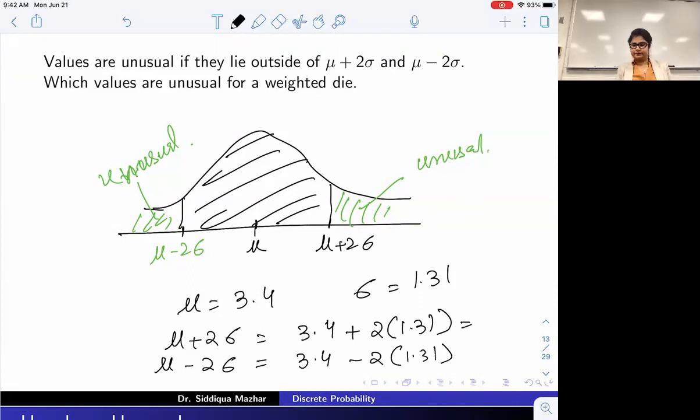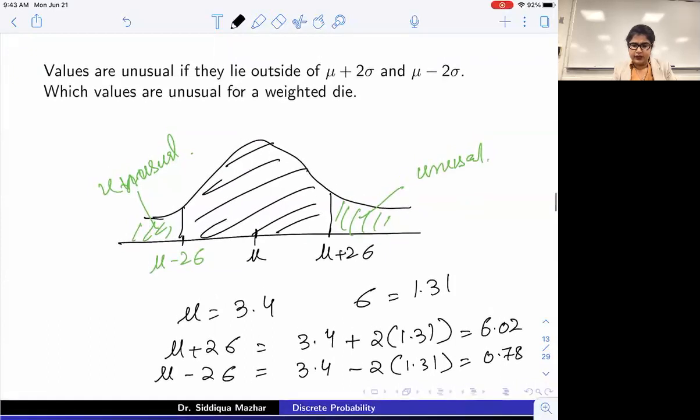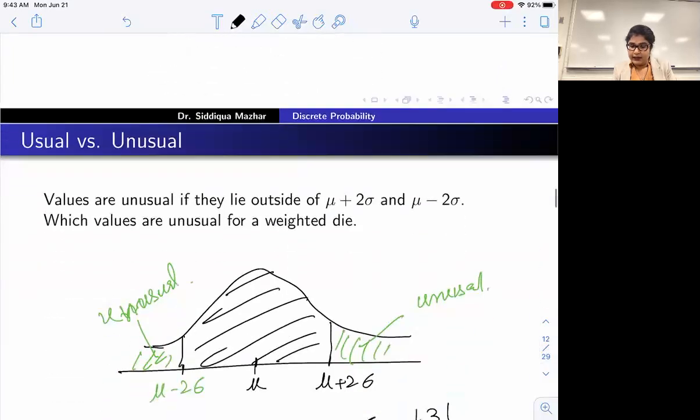So what are these values? 6.02? And this one? 0.78. Okay, I think we have made some mistake in the variance or something. But anyway.